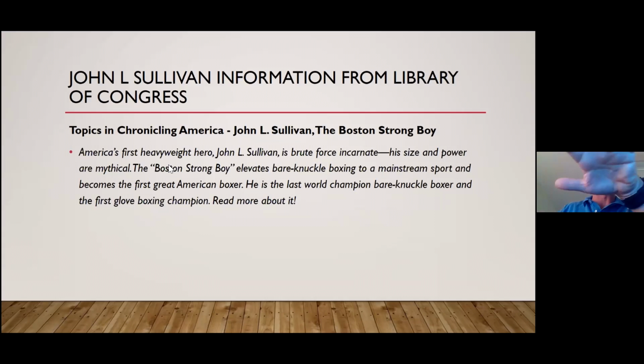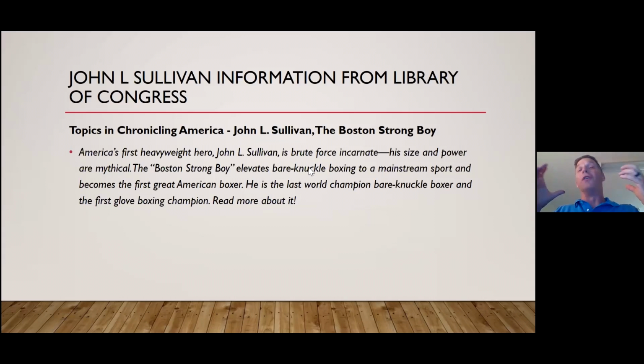It says he was the first heavyweight hero. Brute force incarnate, size and power are mythical. The Boston Strong Boy elevates bare knuckle boxing to a mainstream sport, becomes the first great American boxer, and probably the first great American sports hero. He's the last world champion bare knuckle boxer and first glove boxing champion. Read more about it. So there's some great information there.